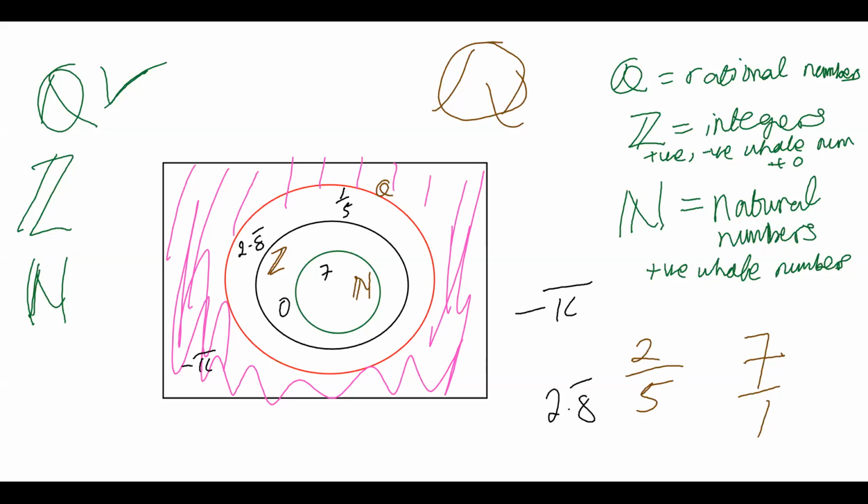Let's see. Next, sorry, just a minute. Okay, the next one is root 7. Outside of Q. Inside of what? Can you speak louder? Outside of Q. So root 7 is going to be here. Next number is -2. Outside of N, inside of Z.